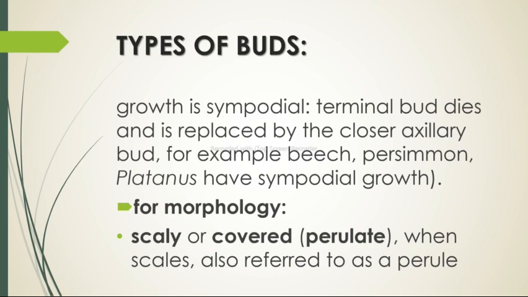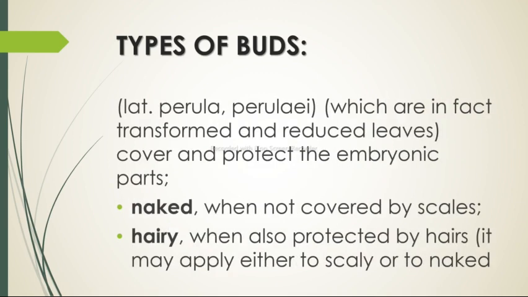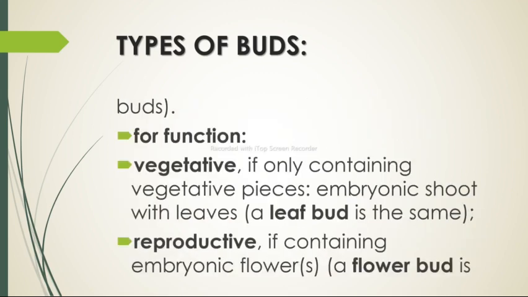For morphology, scaly or covered, and this covered one is also known as the petiolate, when the scales, also referred to as the perule. In Latin, this is called perula or perulae, which are in fact transformed and reduced leaves. They cover and protect the embryonic parts. Next is the naked, when not covered by the scales, and hairy when also protected by hairs. It may apply either to scaly or to naked buds. For function, vegetative, if only containing the vegetative pieces, embryonic shoot with leaves; a leaf bud is the same.